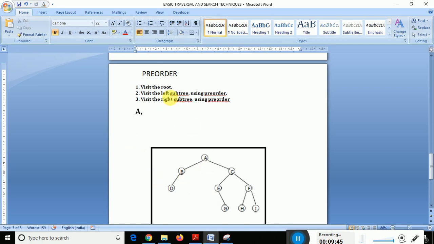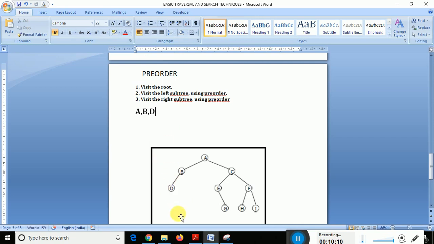Next we'll move to the left subtree. In this, which one is the left subtree? This is the left subtree. In this part, which one is the root? B is the root. See, in the left subtree, which one is the root? Inside that we have to use B, and after that D.